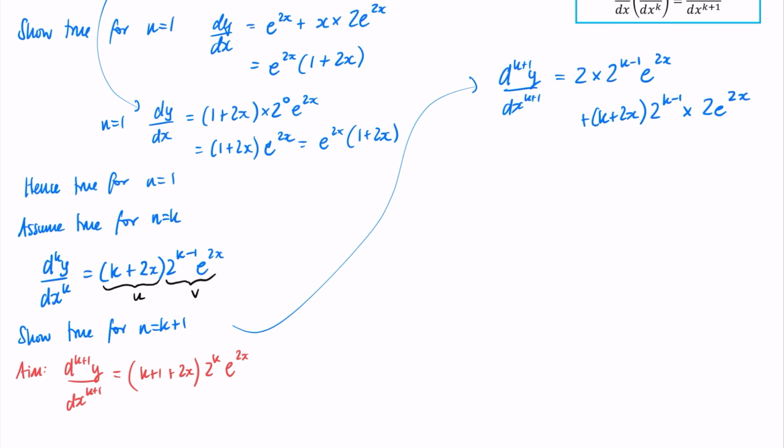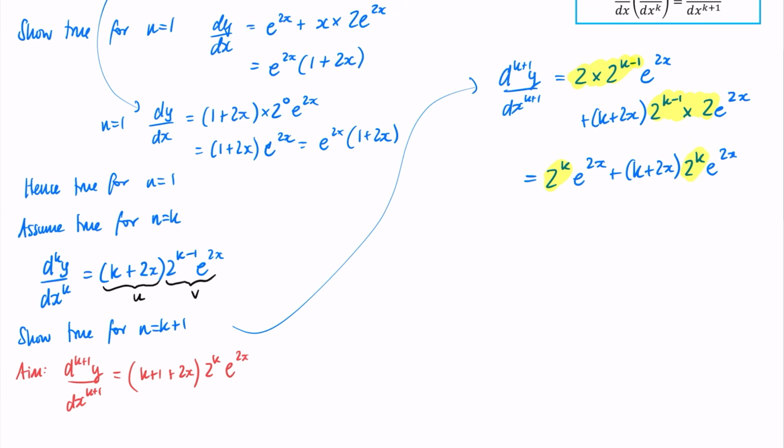So they have a 2 to the power of k. That's going to be a 2 to the power of k. And I think this 2 and this 2 to the power of k minus 1 is going to give me that as well. So that is a 2 to the power of k e to the 2x plus k plus 2x 2 to the power of k e to the 2x. Let me just highlight those parts. These bits have become this, and these bits have become this. I'm looking at the thing that I was aiming for.